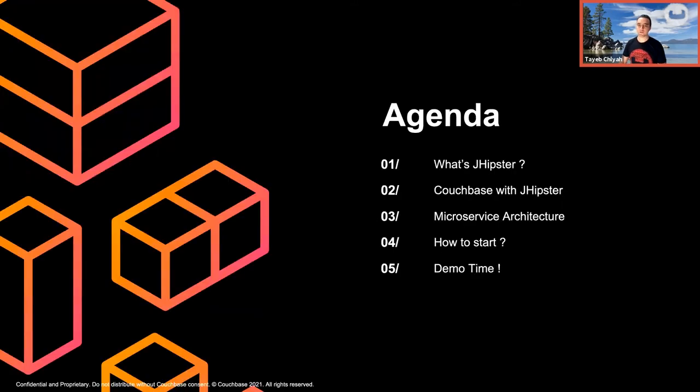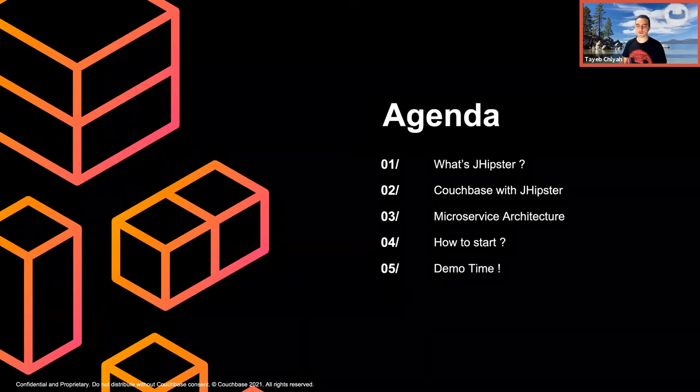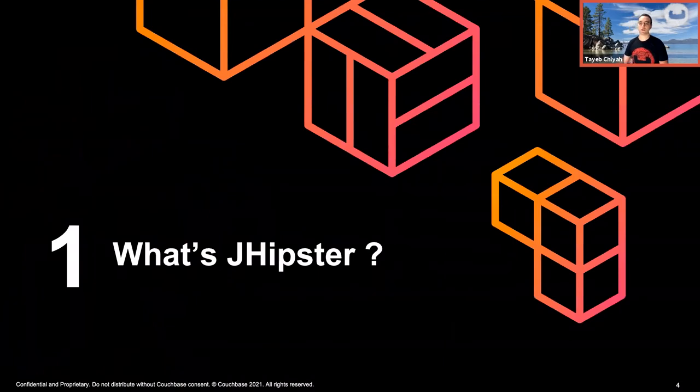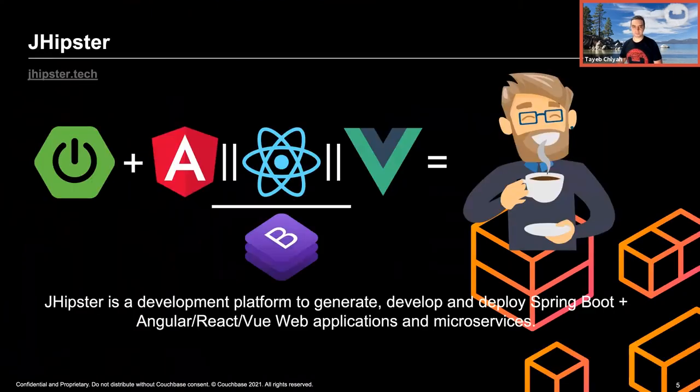Here is a sneak peek of what we are going to present in this talk. First of all, I will introduce JHipster if you haven't heard of it. Then I will explain how Couchbase has been implemented into JHipster. And next present microservice architecture and its implementation in JHipster. Then I will show you how you can start easily with it. And finally, demo time. Let's start with explaining what is JHipster.